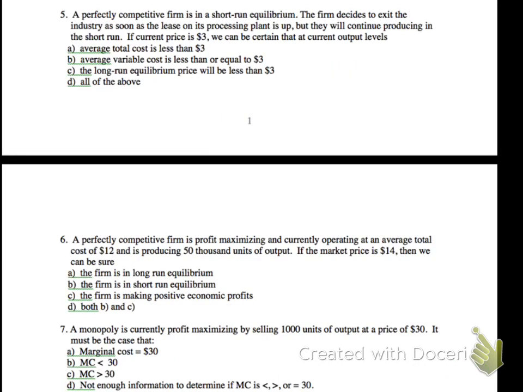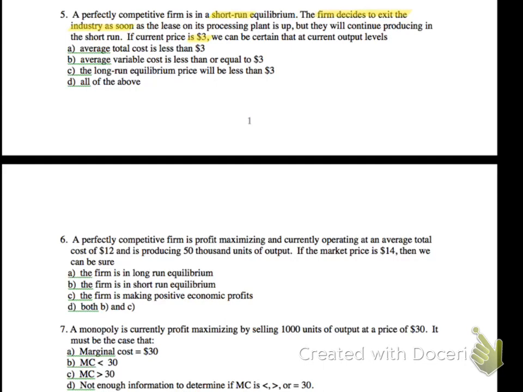Okay, so a perfectly competitive firm is in short run equilibrium. So this is a little different than the long run. We have to notice what they say here, that the firm decides to exit the industry. So in the short run, it appears that profits are negative. But they'll still continue to produce, so they're not leaving yet. The current price is $3. What can we say about the current output levels?